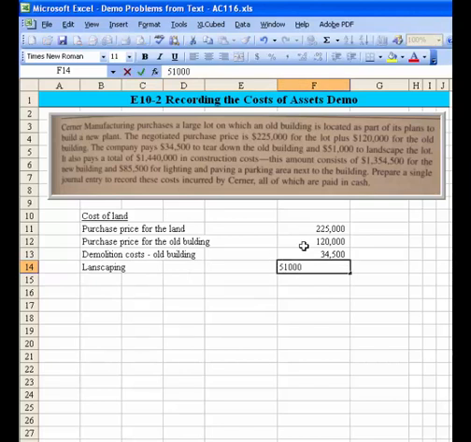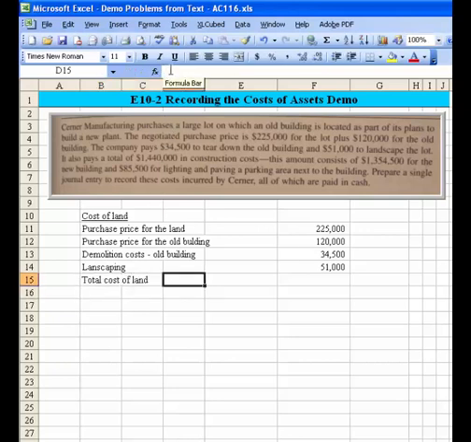Now, some of you may think that belongs in the cost of new building and land improvements. I've seen it done that way. I think the understanding here is that this kind of landscaping is permanent to the cost of the land, and it's really considered part of the demolition cost. But I think it could easily go both ways. All right, so the total cost of the land, let me capitalize that to be consistent with everything else, would be the sum of those items, and that's $430,500.